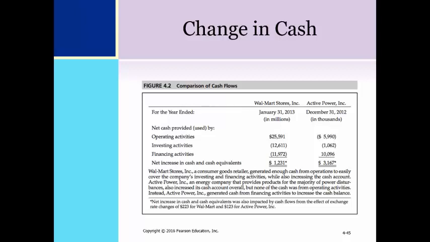Walmart is generating enough cash from operations to easily provide for the investing and financing activities of the company and increase the cash balance for the year. However, Active Power Inc. did not generate enough operating or investing cash flows, so the company had to generate cash from financing activities to increase the cash balance.